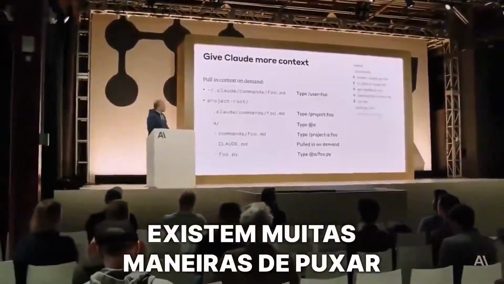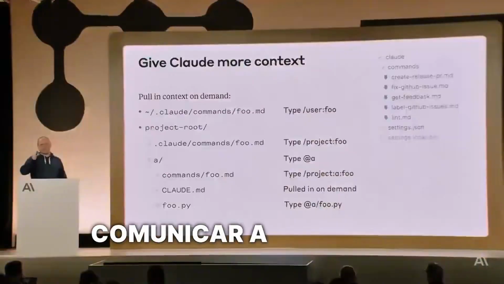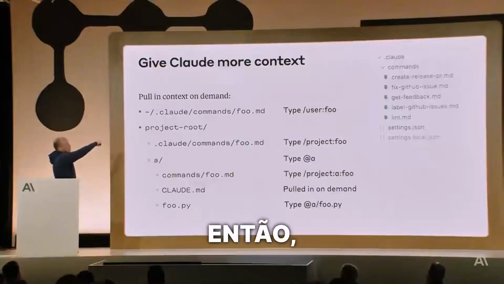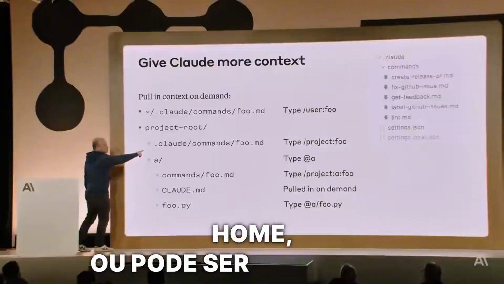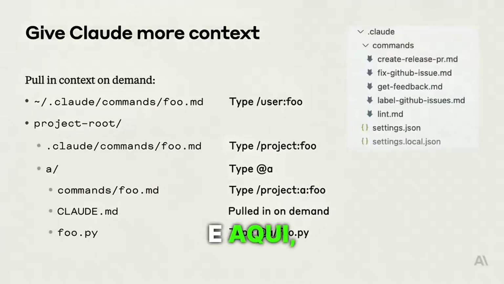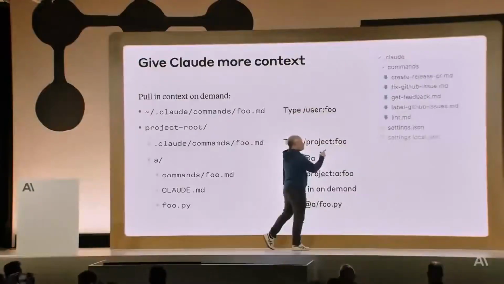There's a ton of ways to pull in context. I actually had a lot of trouble putting this slide together just to communicate the breadth of ways you can do this. But CLAUDE.md is pulled in automatically. You can also use slash commands. So this is .claude/commands, and this can be in your home directory, or it can be checked into your project. And this is for slash commands. Over here, we have a few examples of the slash commands that we have in Claude Code itself.